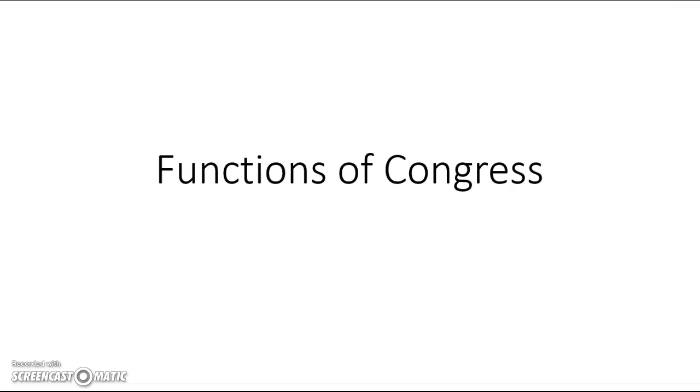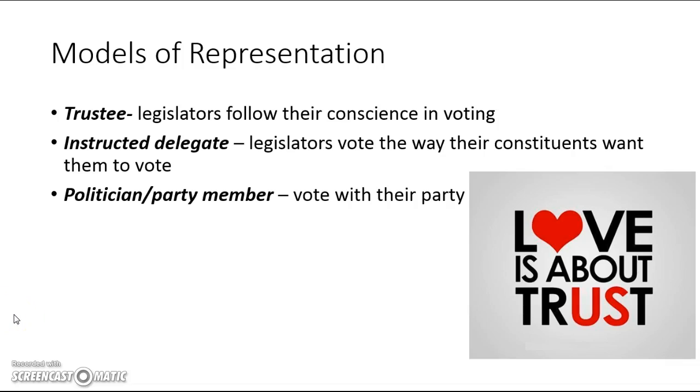Okay, here we go with functions of Congress, and we're going to start out with models of representation. These are the various ways that a congressman makes decisions in Congress. They either make decisions as a trustee or as an instructed delegate. When they're voting or representing you as a trustee, they're following their own conscience. So when they're deciding issue positions, they decide based on what they think is best, not necessarily what the folks back home want them to do.